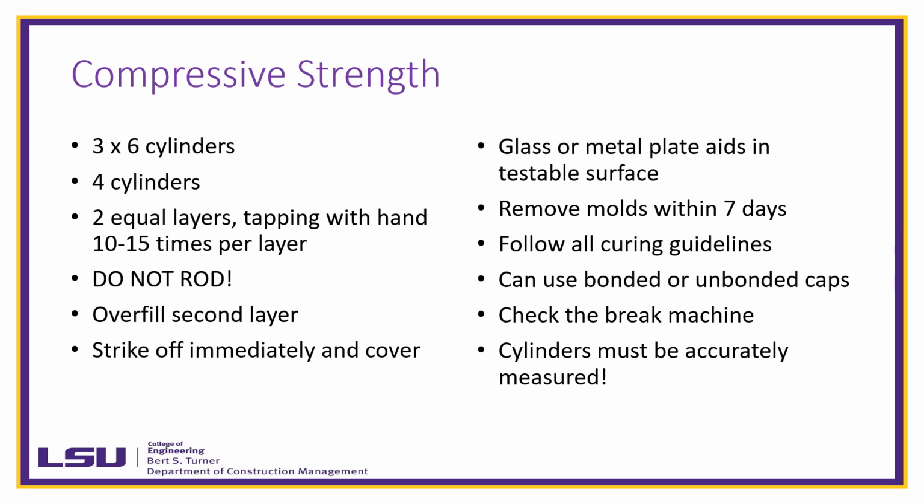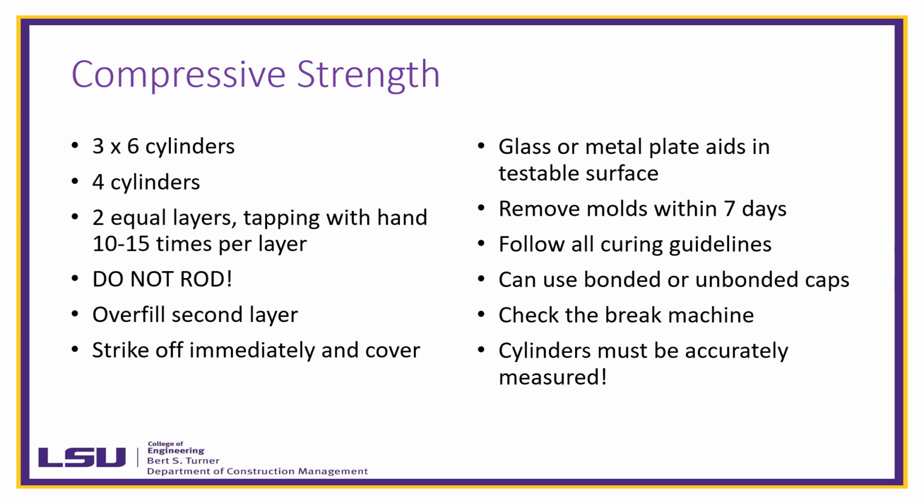You use 3x6 cylinders, which is much smaller than the size typically used in concrete. You make 4 cylinders per testing age. Typical testing age is 28 days. Don't rod the cylinders. You fill them in 2 layers, tap them with your hand, strike them off and cover them. Make sure they don't get any evaporation or any kind of environmental contamination.